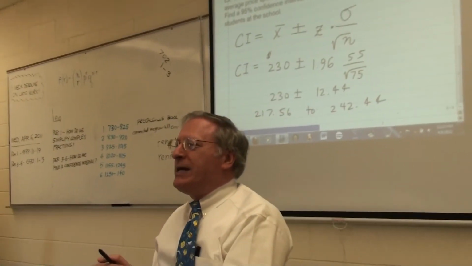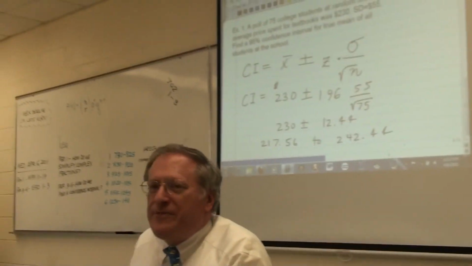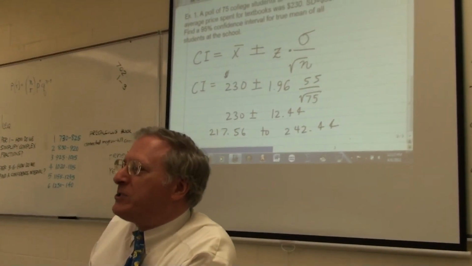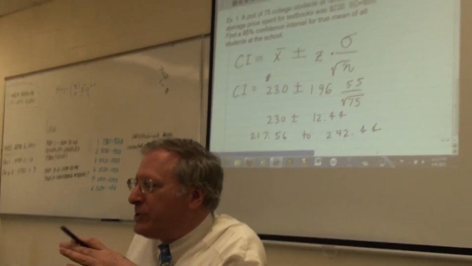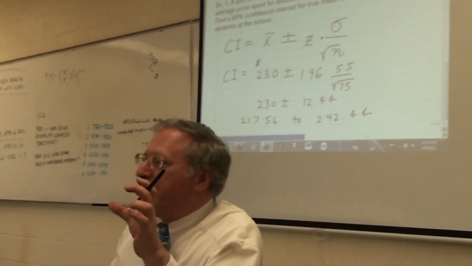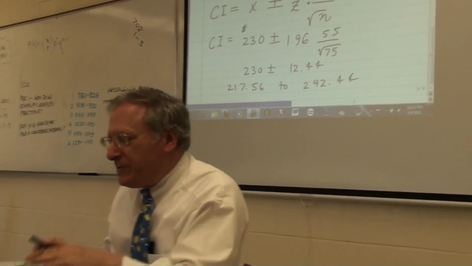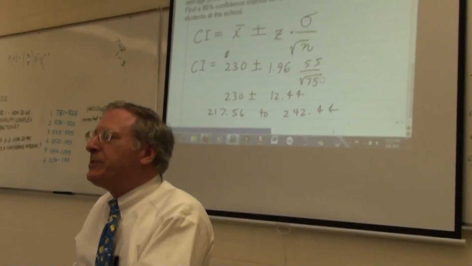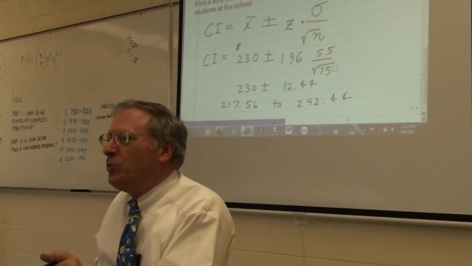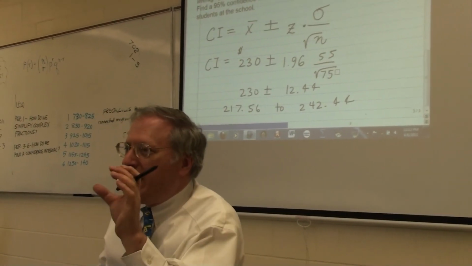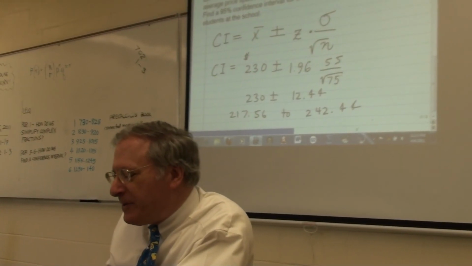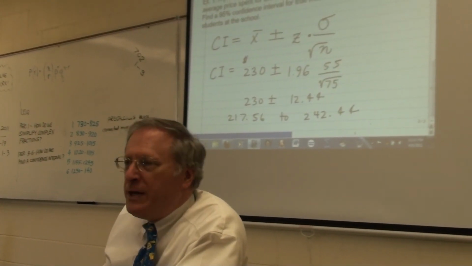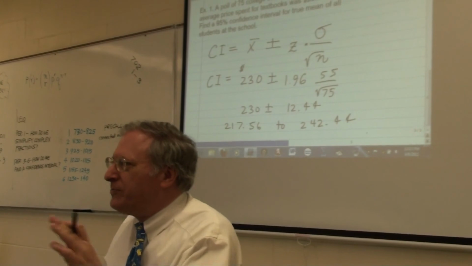So the better way to say it is, we're 95% confident: if this experiment were done many times, 95% of the time we'd be right. In other words, if this calculation were done in a similar situation many times, we'd be correct 95% of the time. But you can't technically say there's a 95% chance the true mean for the entire school is in that range. Do folks know what I'm saying?